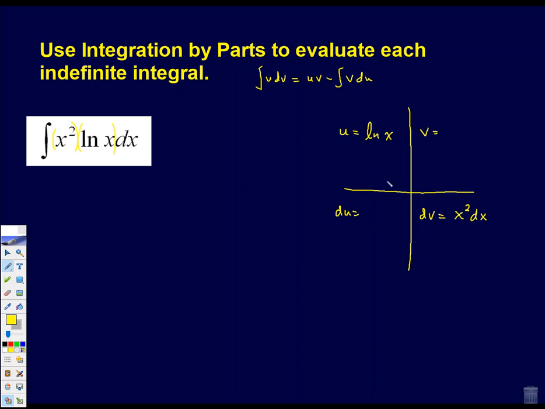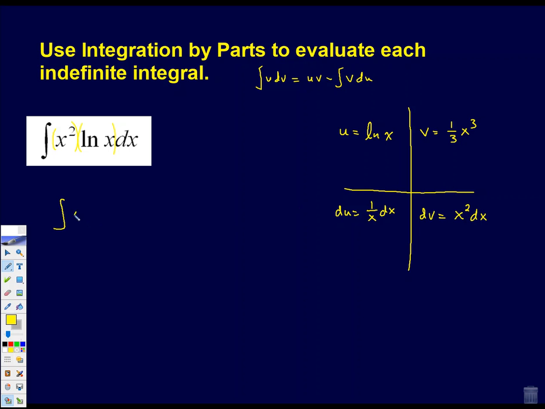Remember, it says pick something for dv whose antiderivative follows a basic integration rule. This definitely does, because the antiderivative of x squared is 1/3 x cubed. And then pick something for u whose derivative is simpler. Well, I guess because the derivative is now just 1 over x, that's considered simpler than the natural log function. Let's see where this leads us here.